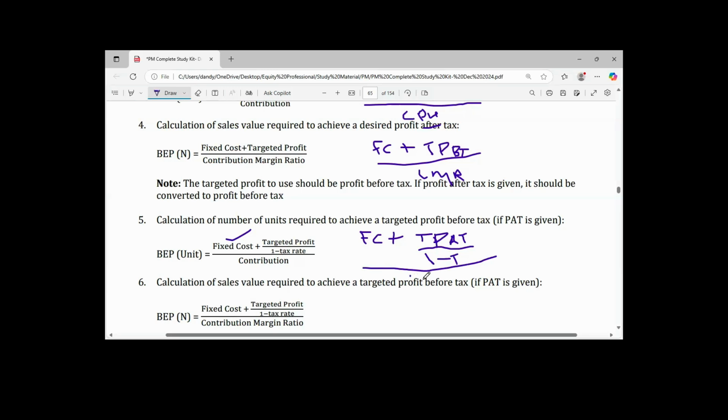Over contribution per unit. Okay. So that's the formula that you're going to use to compute your break-even points to achieve a targeted profit after tax. If you are given a profit after tax, this is the formula that you are going to use to convert it to profit before tax.